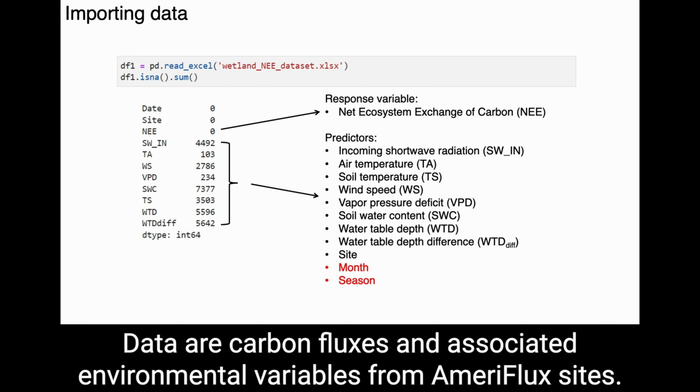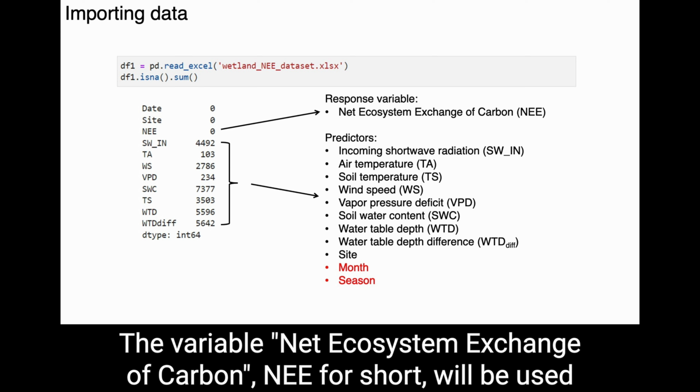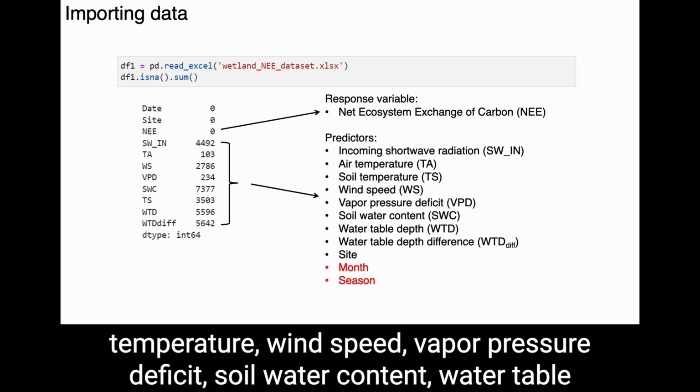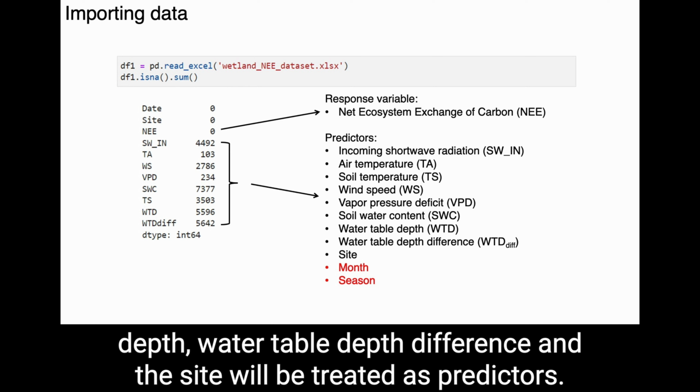Next step, I import the data as a data frame by using the pandas read Excel function. Data are carbon fluxes and associated environmental variables from Flux sites. The variable net ecosystem exchange of carbon, NEE for short, will be used as the response variable, while incoming shortwave radiation, air temperature, soil temperature, wind speed, vapor pressure deficit, soil water content, water table depth difference, and the site will be treated as predictors.